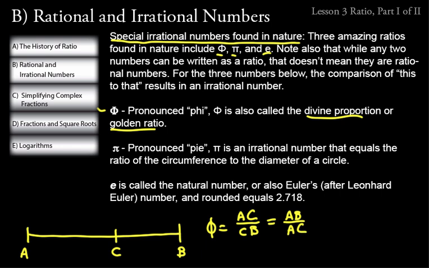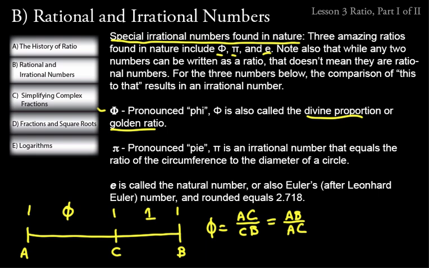And there's a certain spot where you can put C where this works out, but what ends up happening is this distance here, CB, equals 1, and then AC, that distance, equals phi.